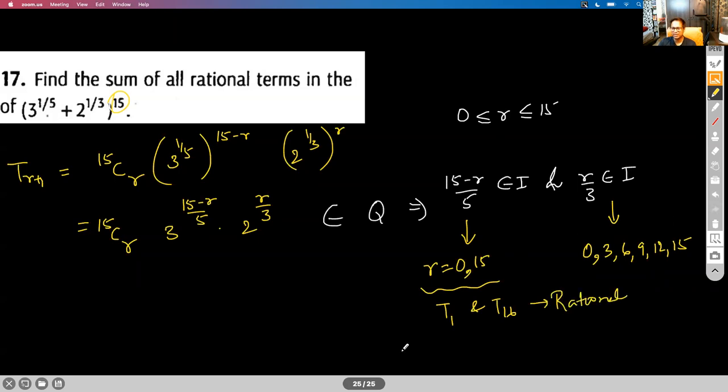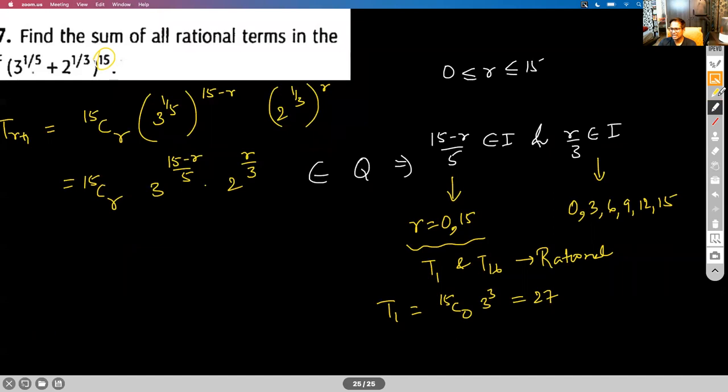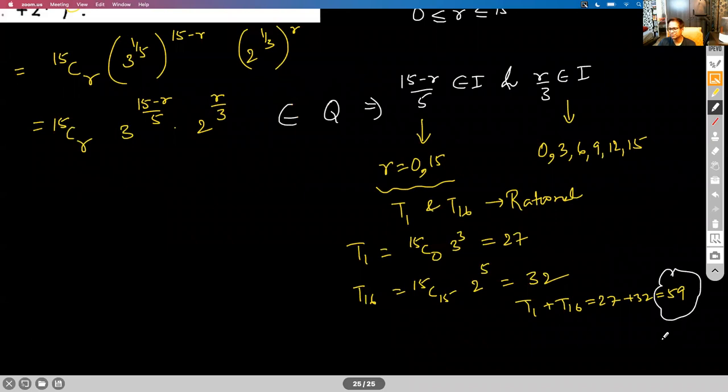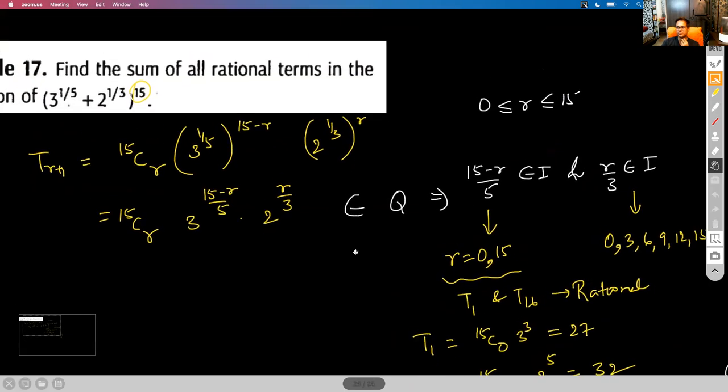So let's find T1. T1 will be nothing but 15C0, and this whole thing to the power of 15 will make it 3 to the power 3, which is nothing but 27. And T16, which is 15C15, 2 to the power 5, is nothing but 32. So the sum of T1 and T16 is 27 plus 32, which happens to be 59. Those who said 59, and only one person said that, Prisham, absolutely right. So 59 is the sum of all the rational terms.